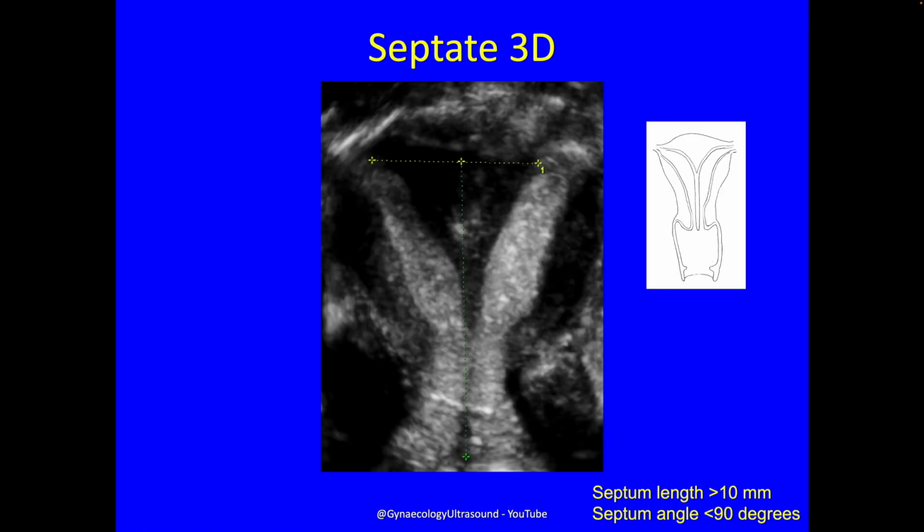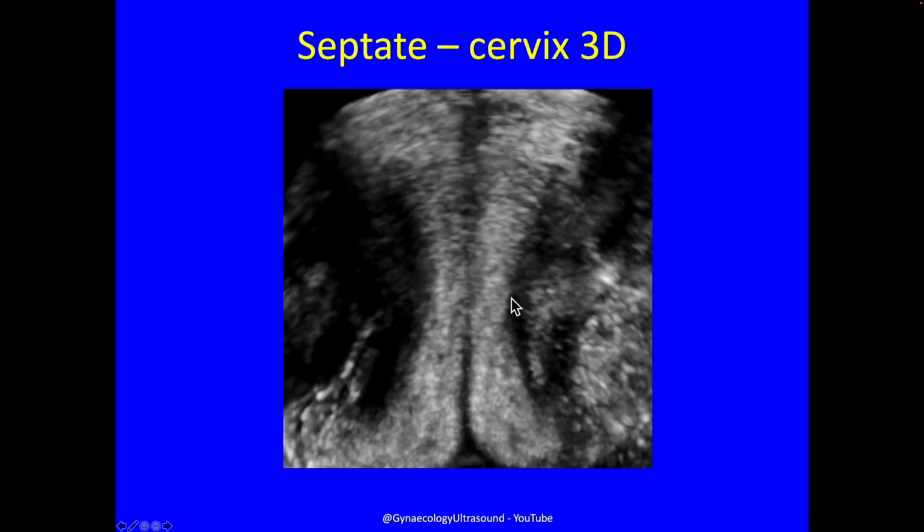In a septate uterus, it's like subseptate, but this time the septum goes all the way through into the cervix and maybe through to the vagina as well. Septum length, again, more than 10 millimeters, and this angle, less than 90 degrees. You can, of course, take a separate view of the cervix if you want more detail, and here you can see two cervical canals and a septum running all the way through. So high risk of that continuing in the vagina as a longitudinal, an oblique or a transverse septum.